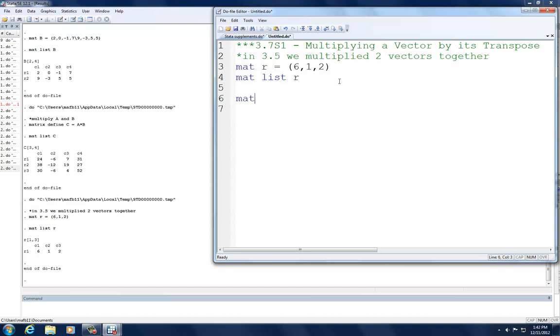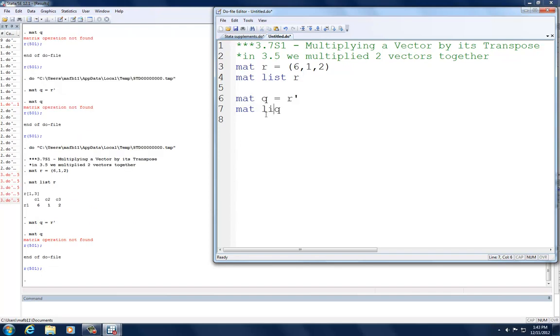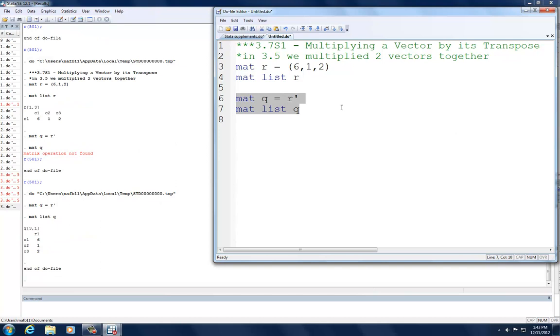So we can do matrix Q is going to be equal to the transpose of R. And just remember, we called that Q. So let's look at that. 6, 1, 2 going down, so that's correct.